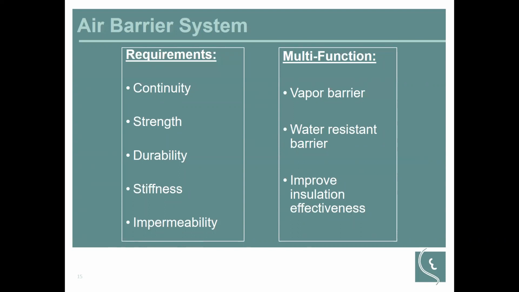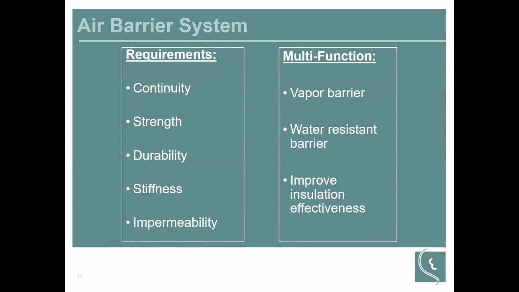It needs to be fairly stiff too, because it might see both negative and positive pressure depending on which way the air is leaking in our building. And it needs to be impermeable to air. And it might provide various other functions too. It might serve as our vapor barrier depending on where that air barrier is. It might also be water resistant at times. So there it's serving a dual function. And it also improves the insulation effectiveness.